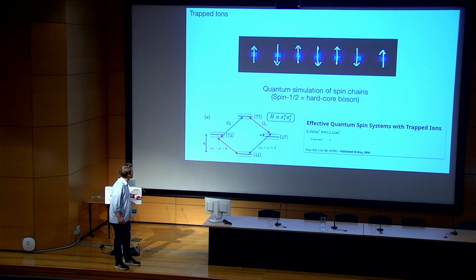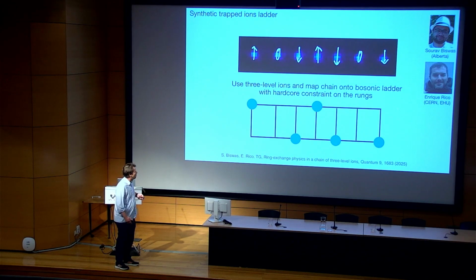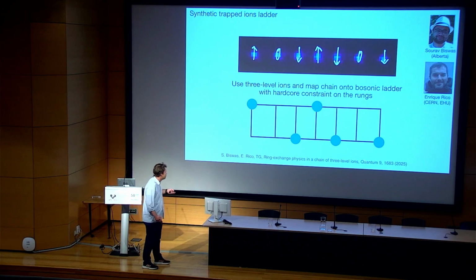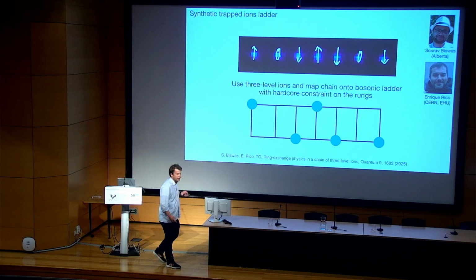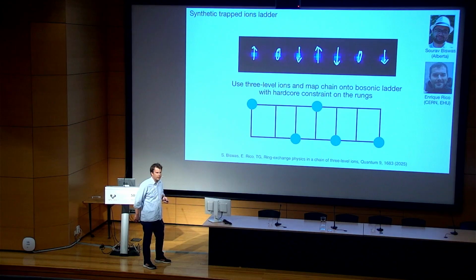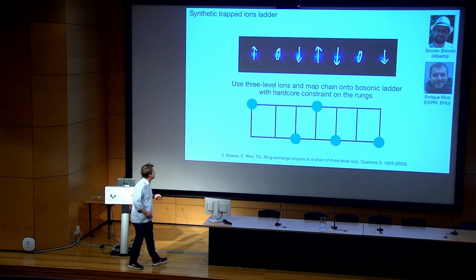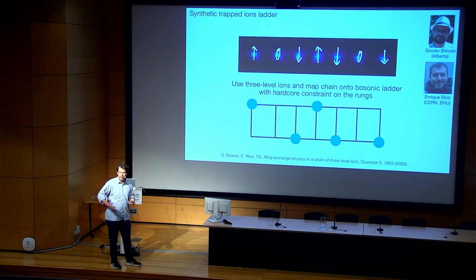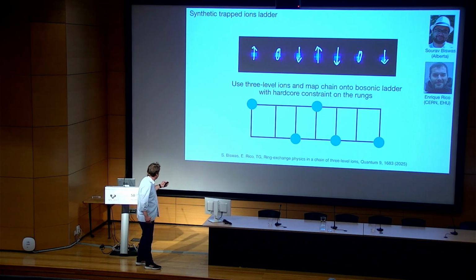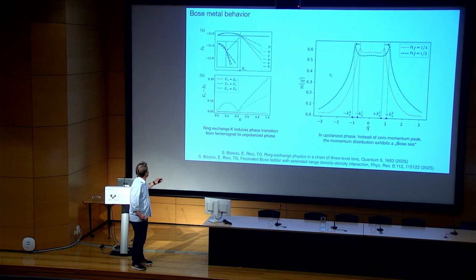And now what we thought, so we propose in this recent work, this is Saurav Biswas, who is now in Alberta, and Enrique Rico, who is here, and myself, is to take these ion chains and actually not let them be only spin 1/2 chains, but have a third state, so 3-level ions, and then this looks.